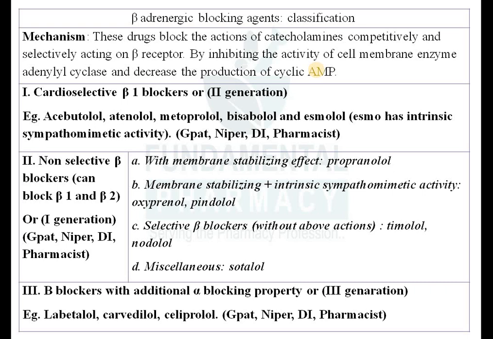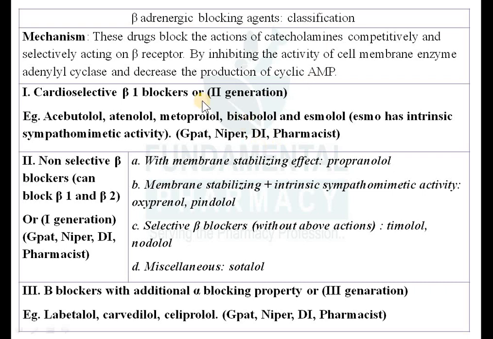What is the role of the beta 1 receptor? It will increase the heart rate, the blood pressure, and the force of contraction. So ultimately your blood pressure is increasing, and that's why you have to use beta blockers. If you block the beta 1 receptor particularly, then your blood pressure will not go high, it will come down. That's why beta blockers.